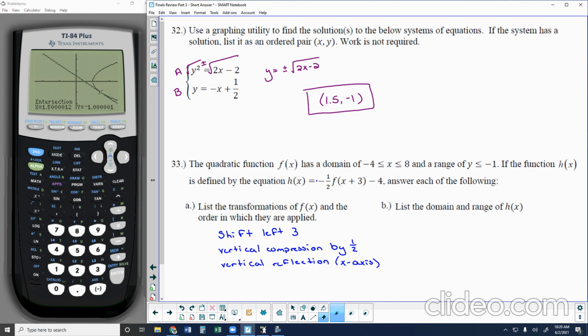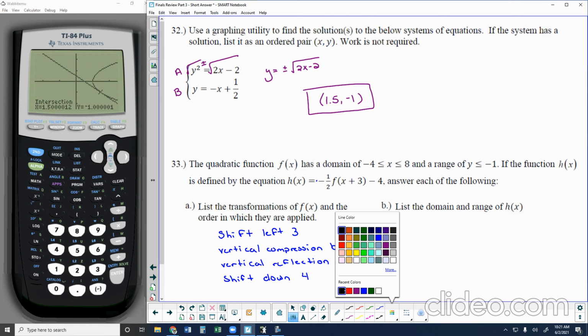Finally, the last thing we look for is vertical shifts, and we do have a vertical shift. This is a shift down 4. Outside of the operation is vertical, and it goes true to the parentheses or the direction that we see.